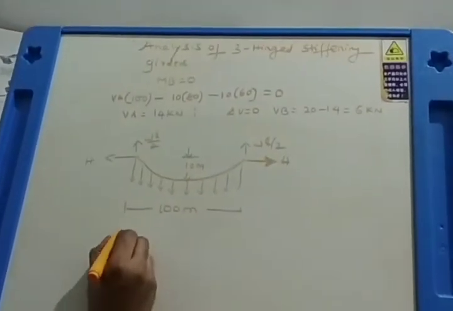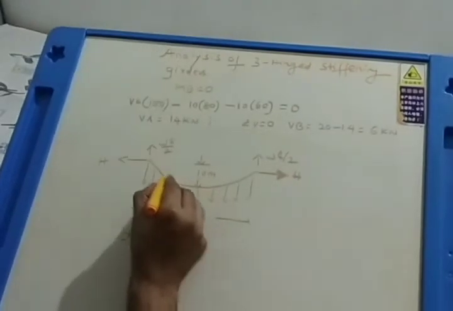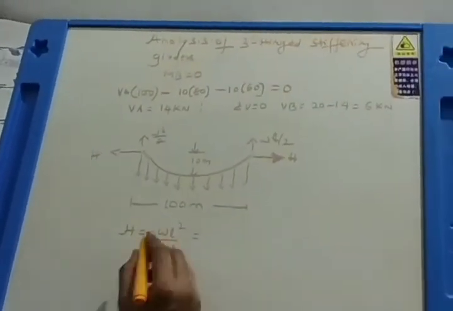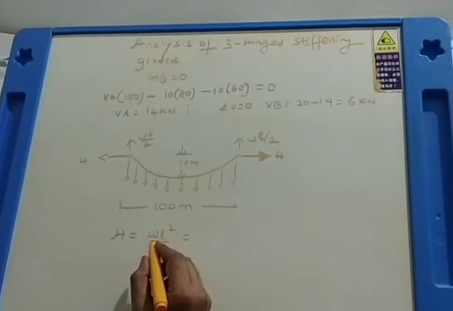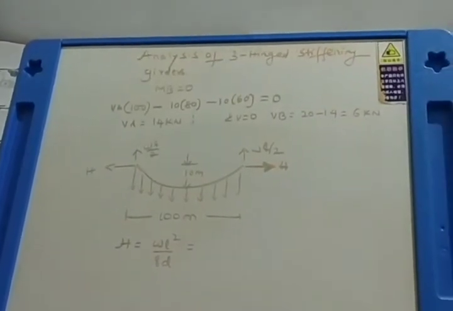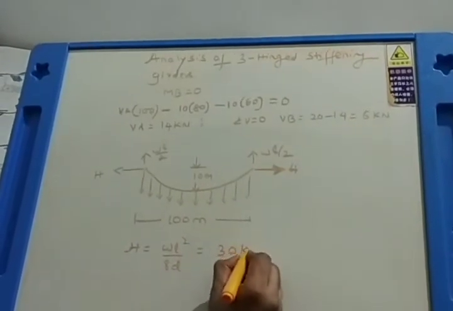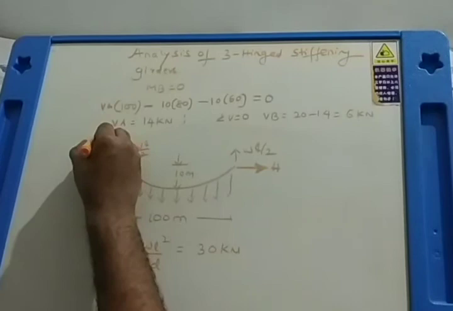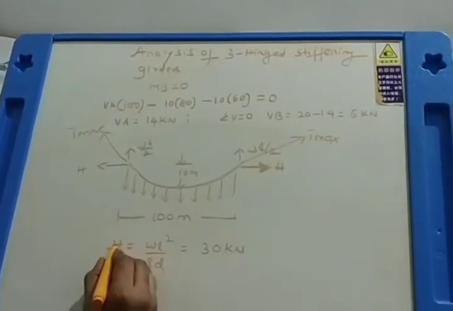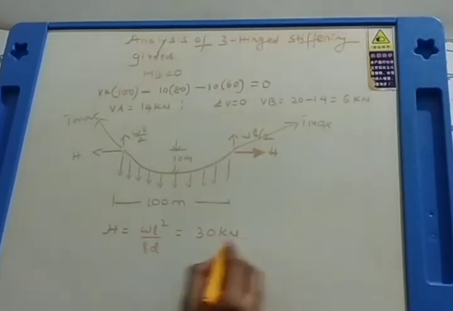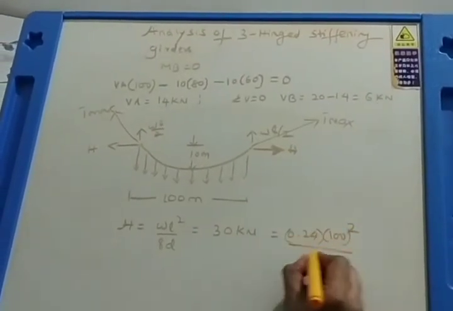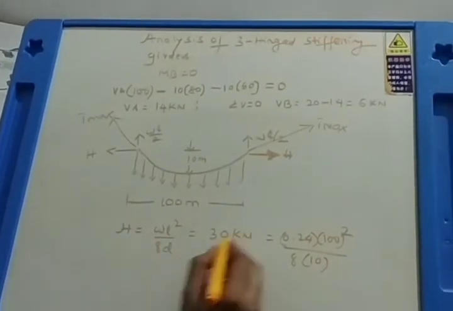Now how to find out horizontal pull? You know the formula. Horizontal pull is equal to, because this is symmetric cable, WL square by 8D, the formula what we had seen in the previous session. So substitute H is equal to WL square by 8D. You are going to get the horizontal pull, and the value of that will be 30 kilonewton. So when H is 30 kilonewton, then you can find out T max here or here, one and same. H is WL square by 8D. W we know already, 0.24. You can substitute. If you want, you can do that. 0.24 into 100 square upon 8 into 10. You will get 30 kilonewton. So H is 30 kilonewton.